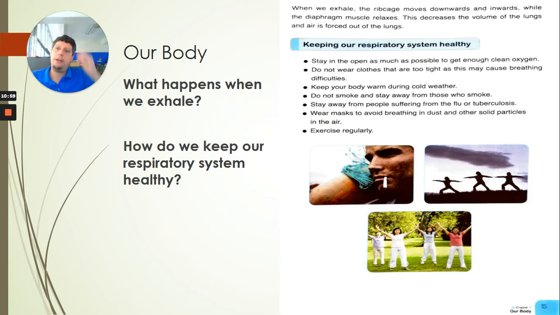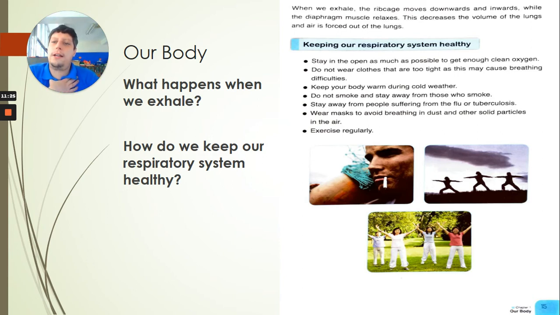So, how do we keep our respiratory system healthy? We've learned how to keep our reproductive system healthy and our circulatory system healthy. Now it's time for our respiratory system. Number 1, stay in the open as much as possible to get enough clean oxygen. So fresh air, very good for you. Number 2, do not wear clothes that are too tight, as this may cause breathing difficulties.